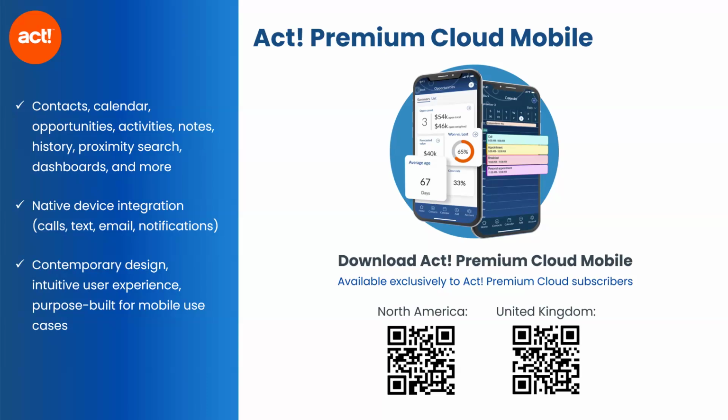So you can access and edit contacts, calendars, opportunities, activities, notes, history, all the usual suspects very quickly, and also make calls, send texts, send emails with a simple click. There are also some really cool features like proximity search that locates customers or prospects in a specific geographic boundary that you set up on a map and lets you drill into their records in a click.